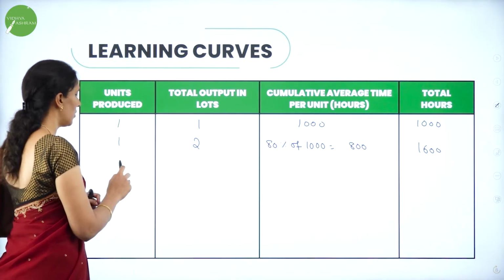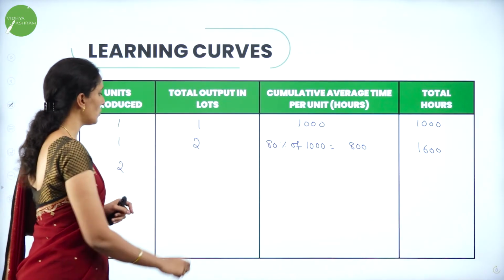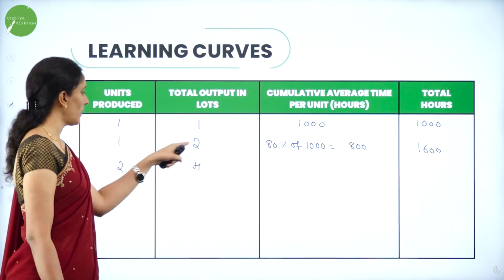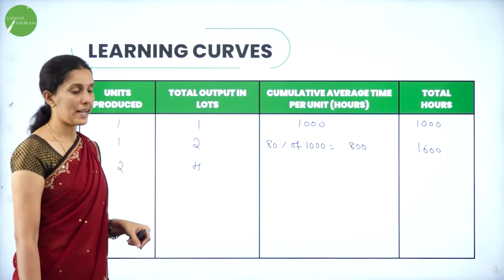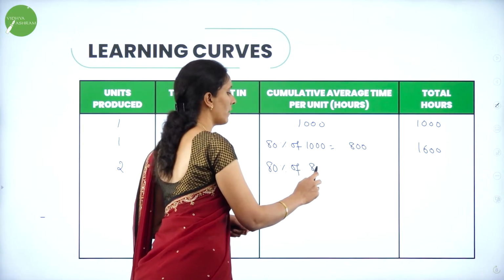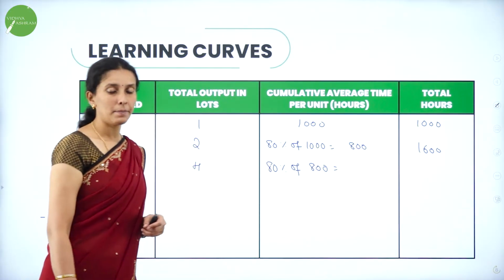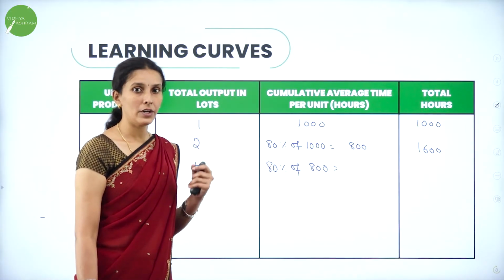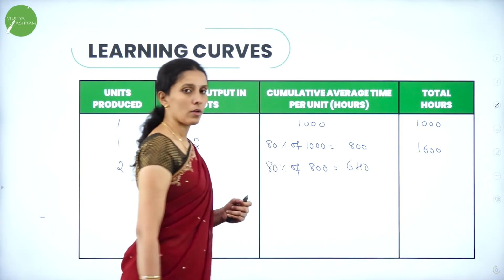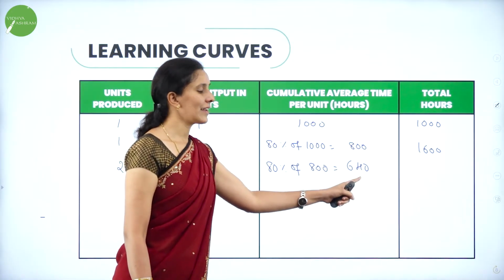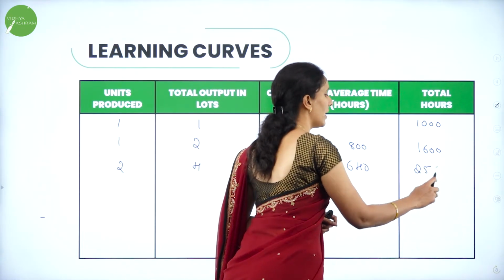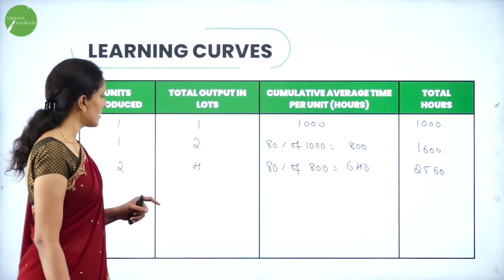Next is, we will take 2 lots here. 1 plus 1 plus 2, this becomes 4. Or you can add it like this, 1 plus 1, 2, 2 plus 2. Repeat whatever you will get here, then add it to the next term. Next it is again 80% of 800. So what is 80% of 800? 80 by 100 into 800. So it is equal to 640. Now here we have 4 lots. So 640 into 4. So that will be equal to 2560.